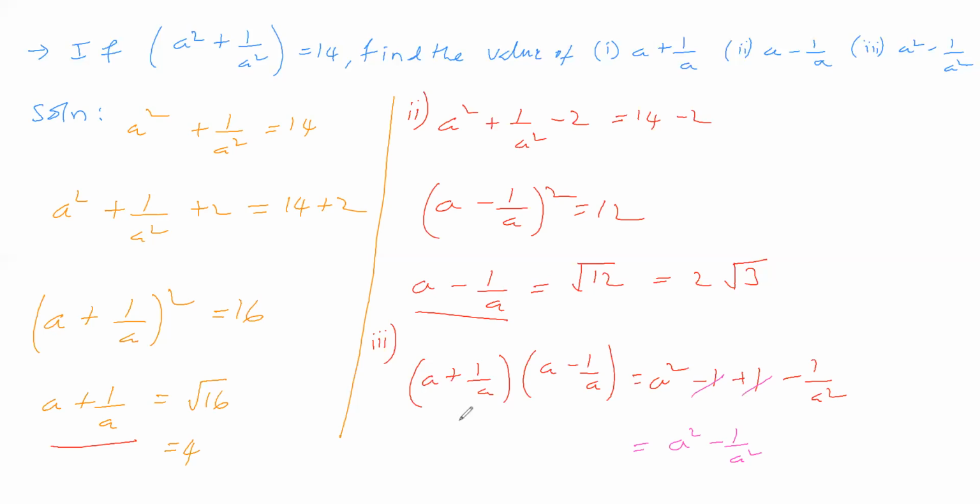That's what we want. So substitute these values. a plus 1 by a is 4, and a minus 1 by a is 2 into root 3. Therefore, we will get 8 into root 3. So we got 8 into root 3. Okay, so we will go for the next question.